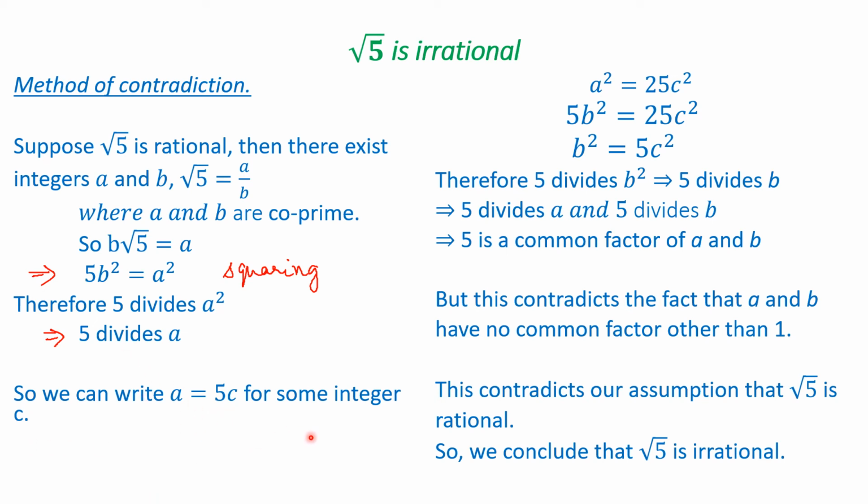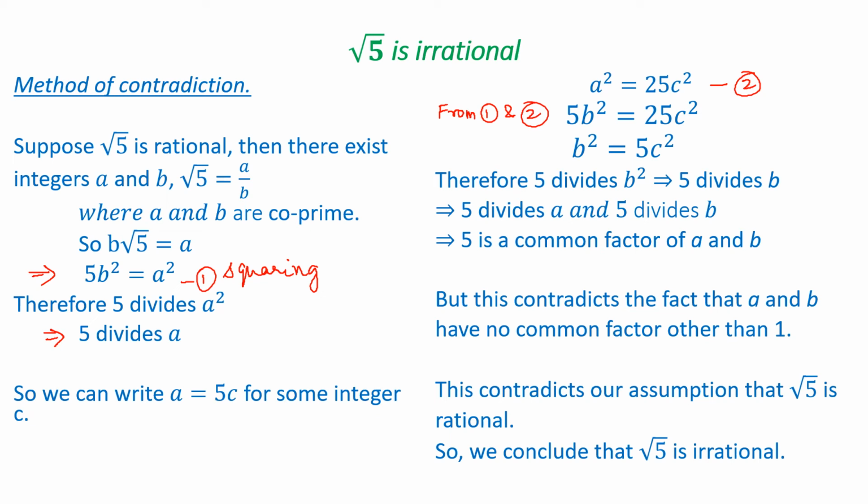which means we can write a is equal to 5c for some integer c. From here, I am going to square on both sides. So I'll get a square is equal to 25c square. If I take this as 1 and this as 2, from 1 and 2, I get 5b square is equal to 25c square, implies b square is equal to 5c square. So 5 gets cancelled, I get b square is equal to 5c square.